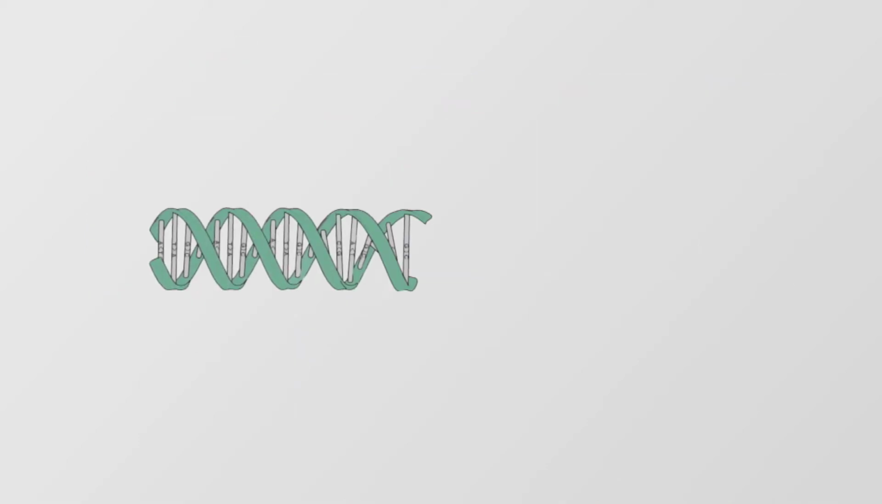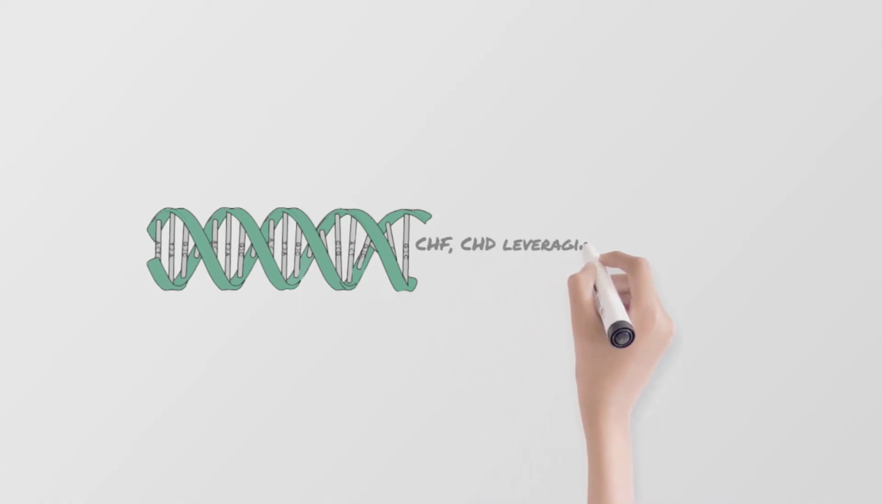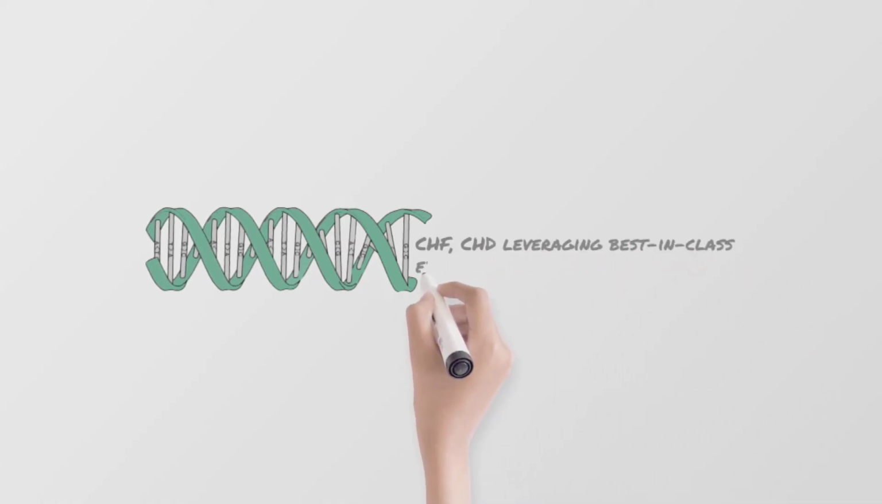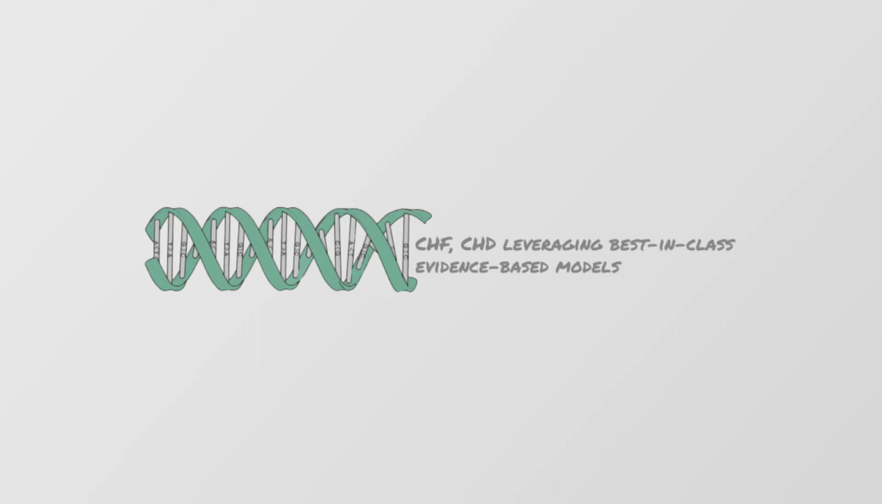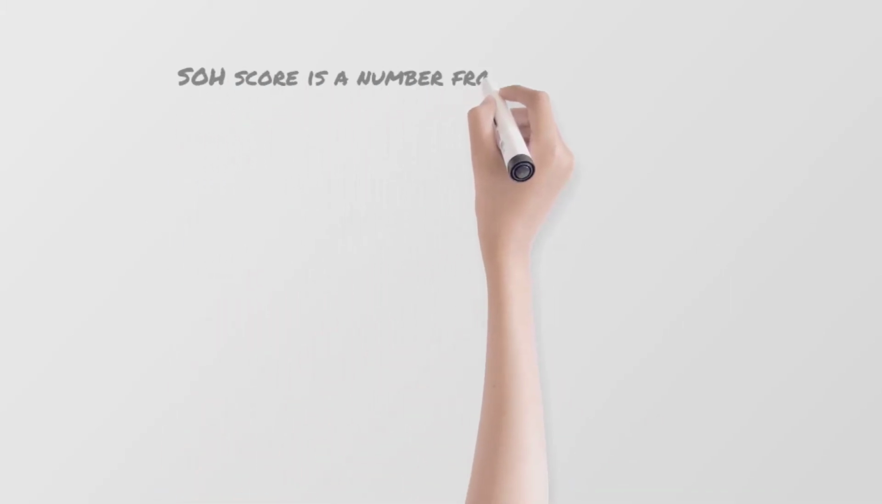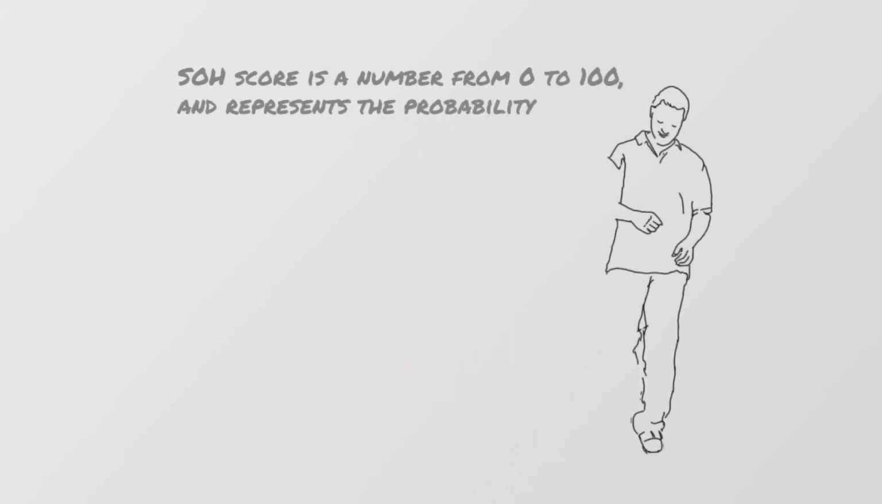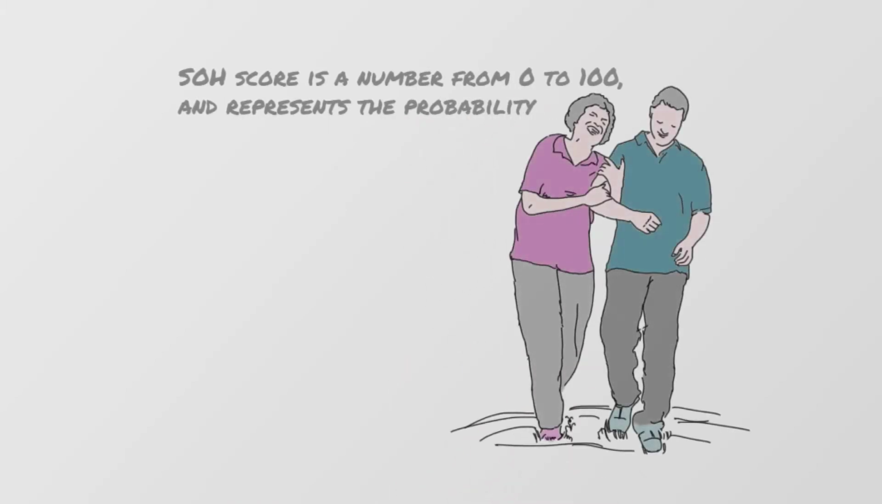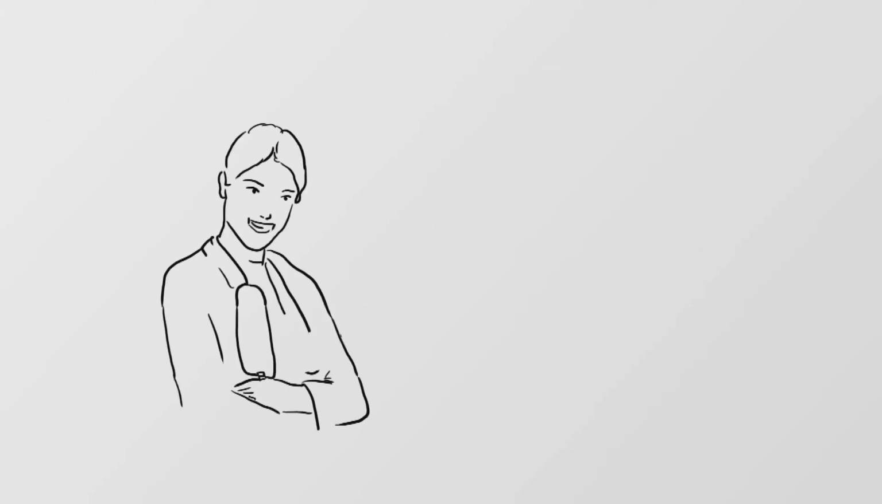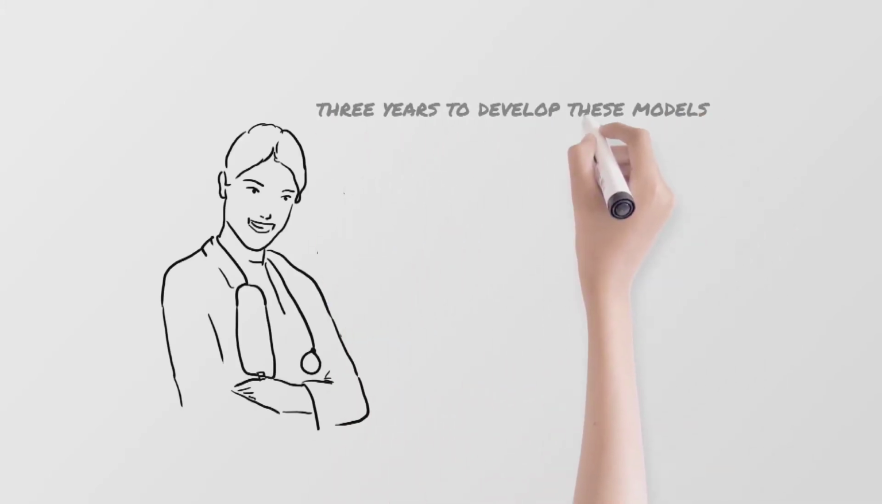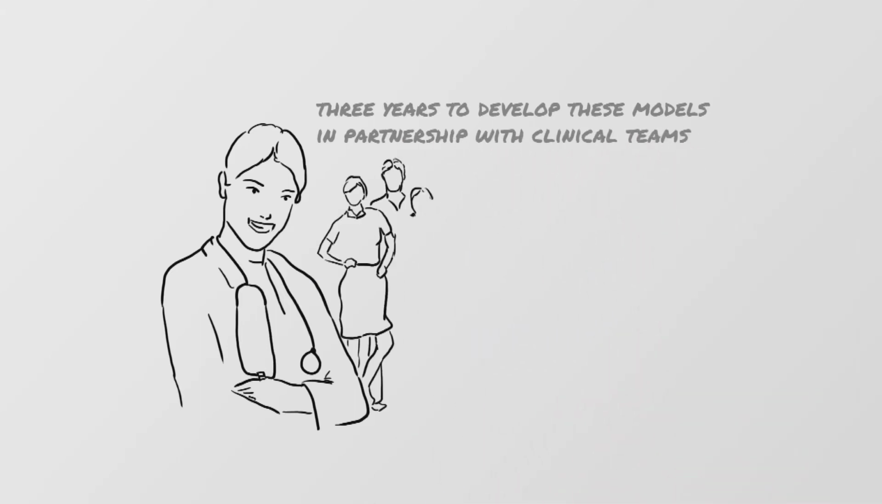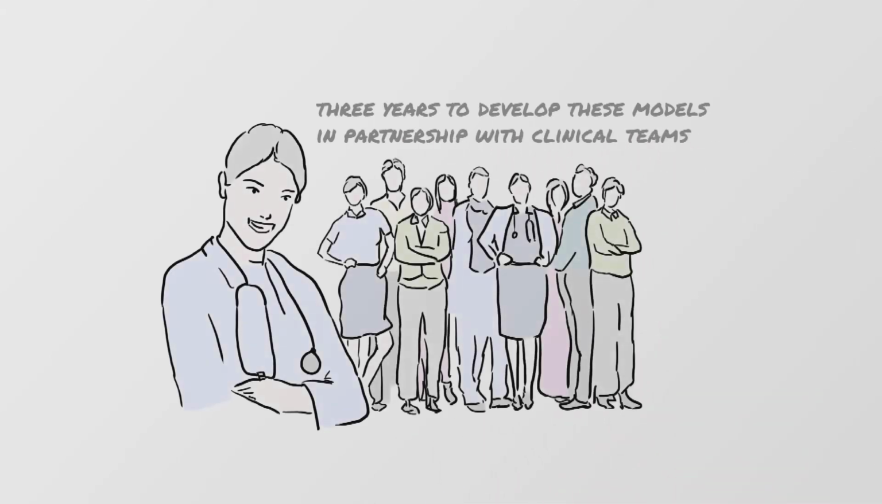SOH models are built for each chronic disease, like diabetes, CHF, and CHD, leveraging best-in-class evidence-based models. The SOH score is a number from 0 to 100 and represents the probability the patient will have a high-cost intervention due to a complication from a disease. PSCI took more than 3 years to develop these models in partnership with clinical teams and make them applicable to care management and population health programs.